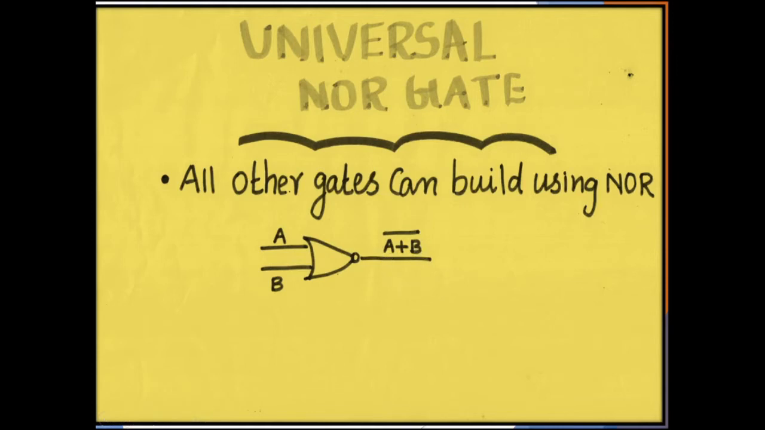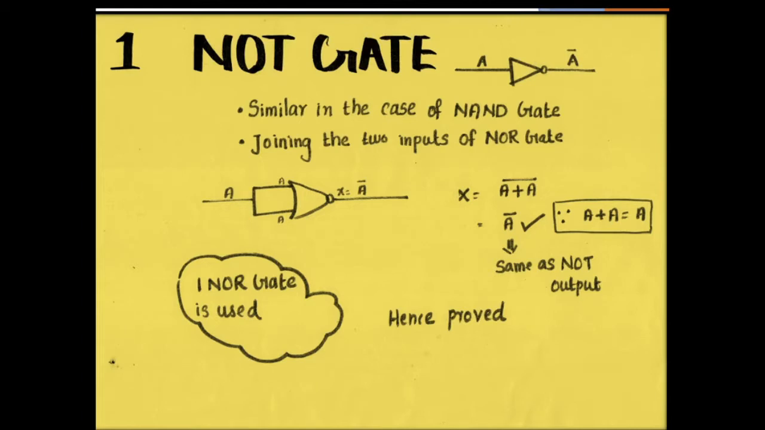So, we move to the implementation part. First, I will implement NOT gate. All of you know what is NOT operation. This implementation is the same as in the case of NAND gate. By joining the two inputs of NOR gate, we will get the realization of NOT gate.